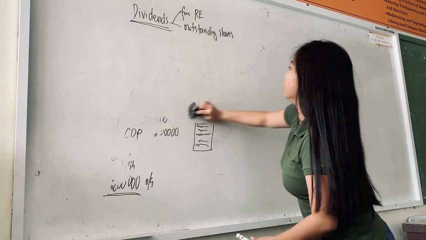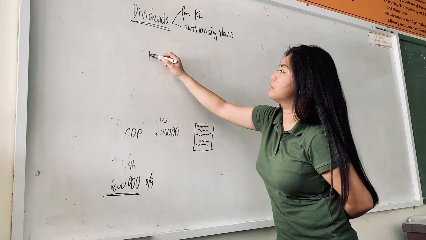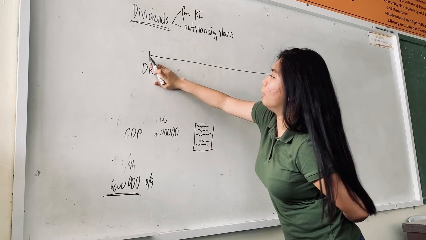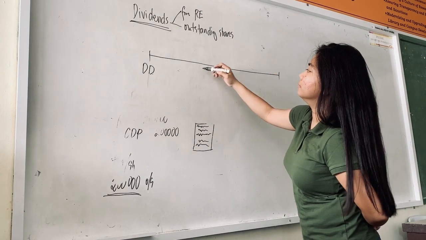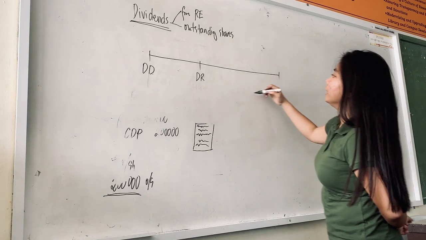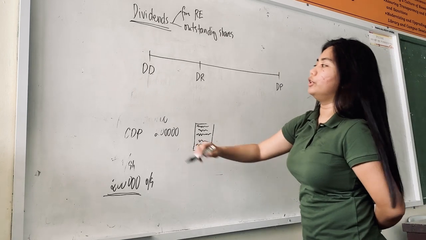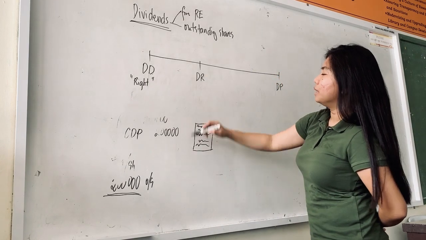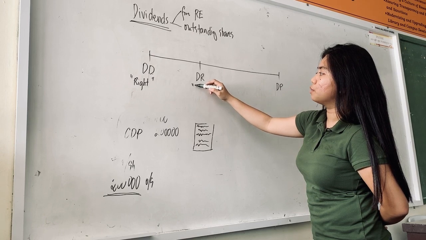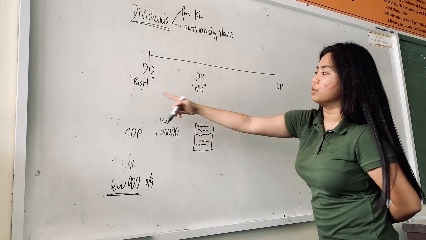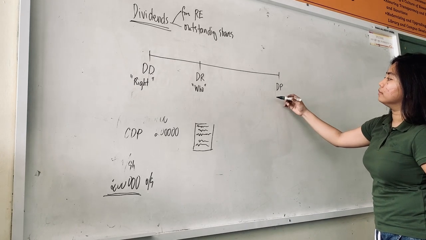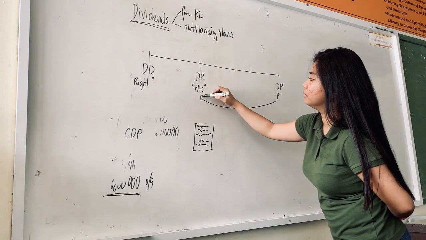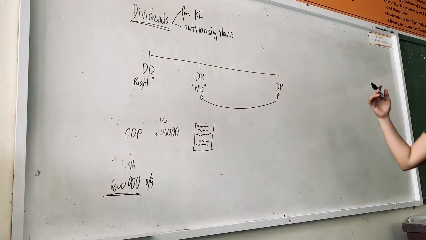Okay. So again, we have three dates. Anong dapat na mauna? We have the date of declaration. Then we have the date of record and the date of payment. On the date of declaration, this is where you establish the rights and obligations. Pagdating ng date of record, this is when you establish who shall receive those rights. And on the date of payment, this will be when the payment will be given to those who are listed as of the date of record.